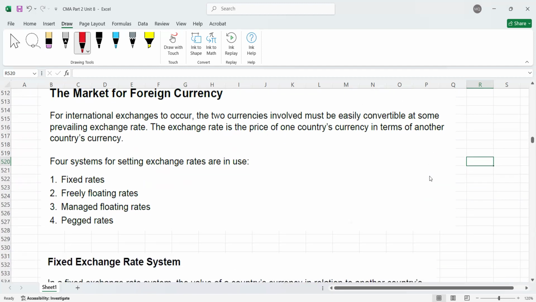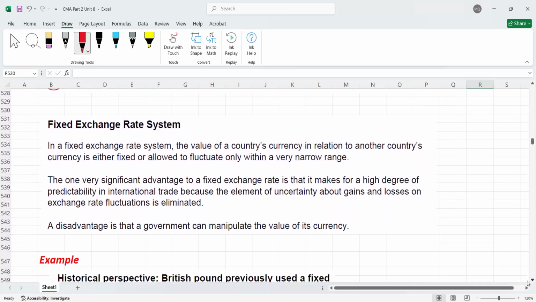Please remember we have four systems for setting exchange rates. The first system is called fixed rates. The second system is called freely floating rates. The third is called managed floating rates. And the fourth is called pegged rates. So please remember fixed rates, managed floating rates, and pegged rates. They have some similarities also, so don't mix them up. Starting with fixed rates first, what is this system?